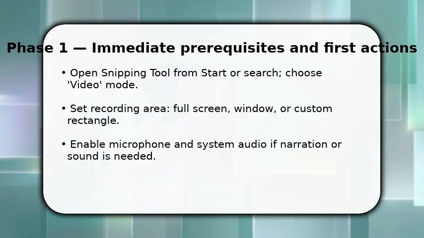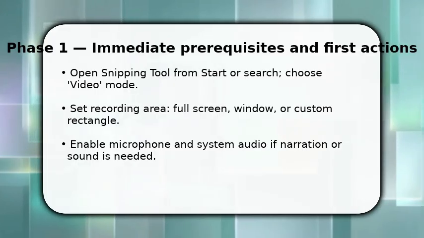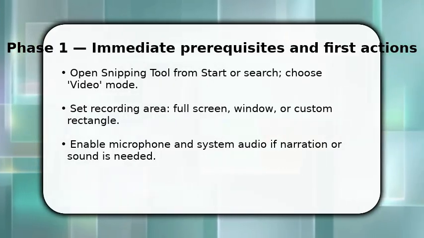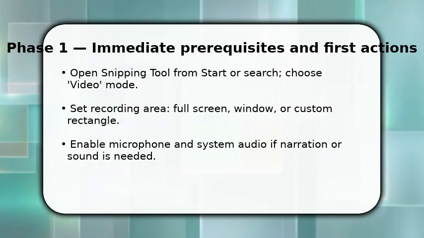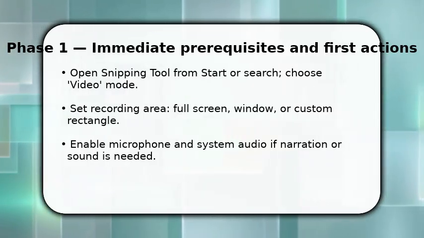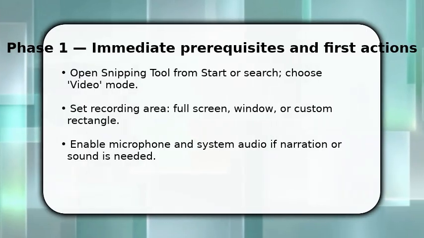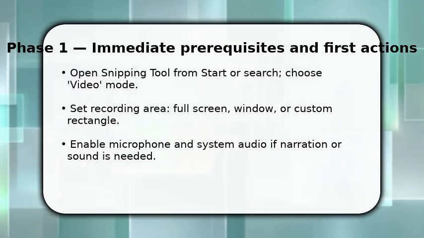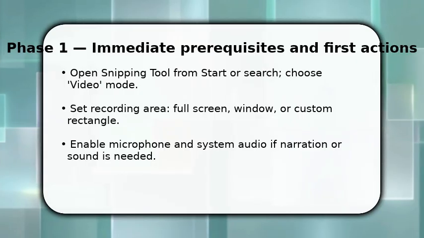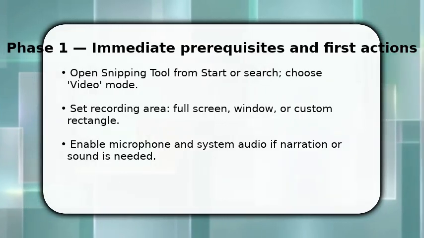You begin by launching Snipping Tool and switching to video mode. This lets you record screen motion, not just images. First, pick the capture area: full screen for demos, a window for apps, or draw a custom rectangle for focus. Make sure to enable your microphone, and if relevant, system audio so viewers hear narration and app sounds.